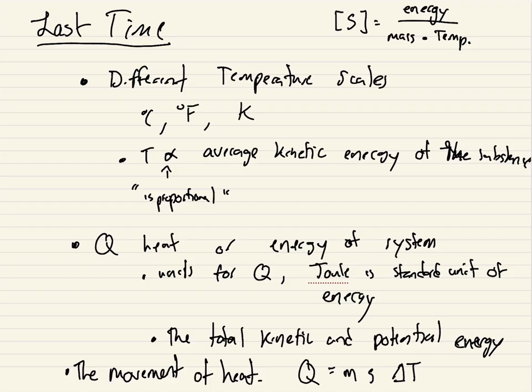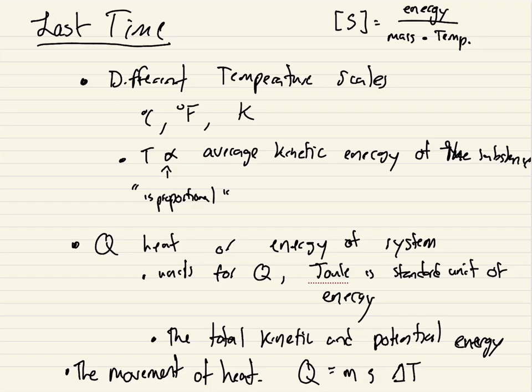And then again, this is a specific property of the system, right? So the specific heat of water is going to be different than the specific heat of iron. If something has a lower specific heat, does it take more or less energy to heat something up? It takes less, right? So a lower specific heat means it's going to heat up faster and it's going to cool down faster.